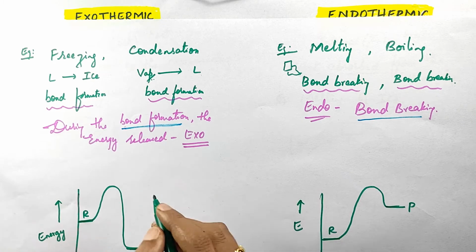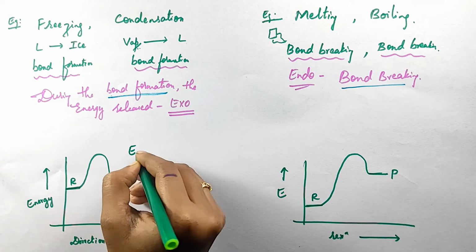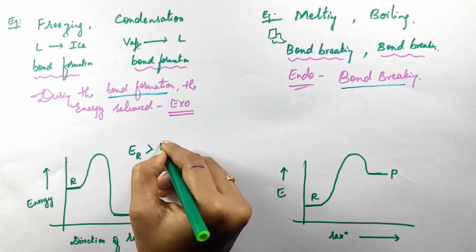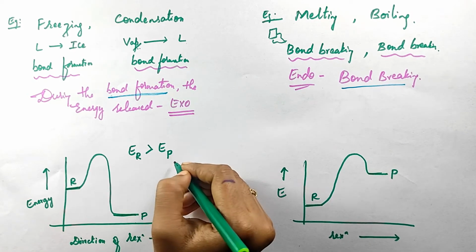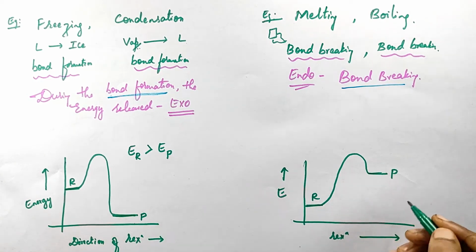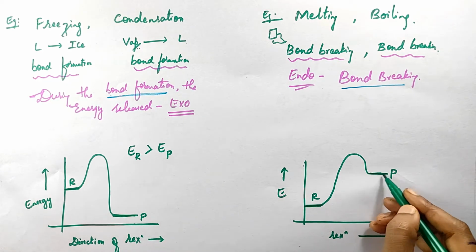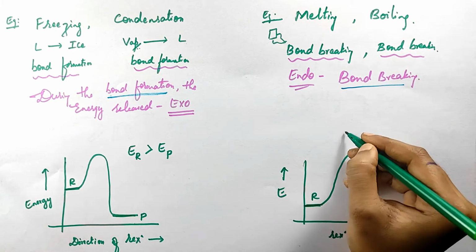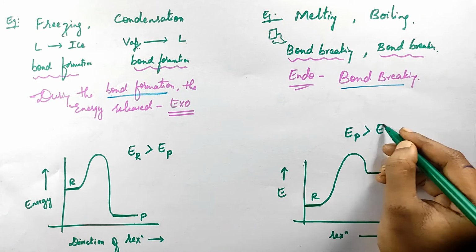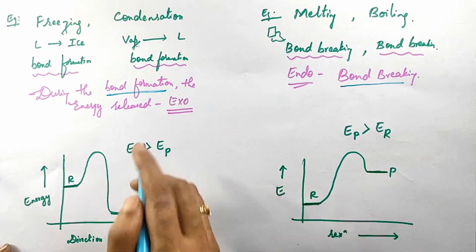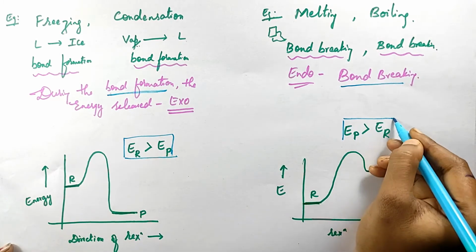So how do we write it? We write this as ER is greater than EP. E means energy: energy of reactant is greater than energy of the product. And on this side, the endothermic process, the energy of the reactant is low, but the energy of the product is maximum. So this can be written as E product is greater than E reactant. This one is important for CT NEET questions.